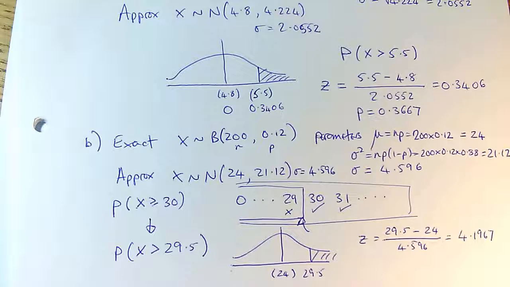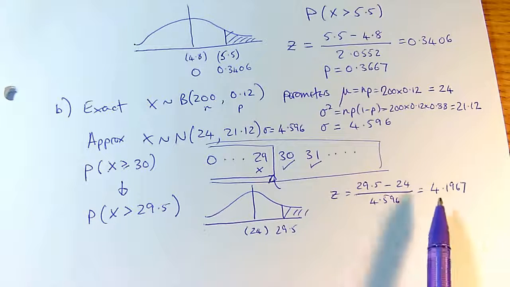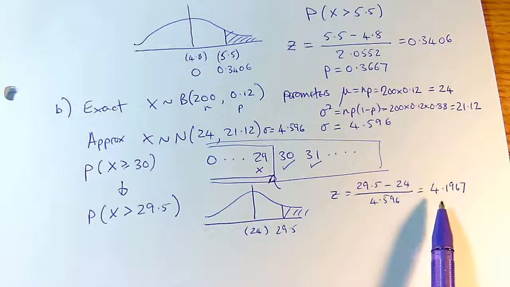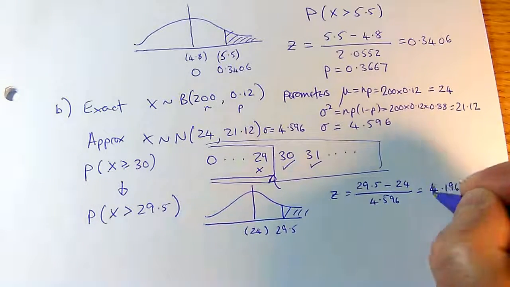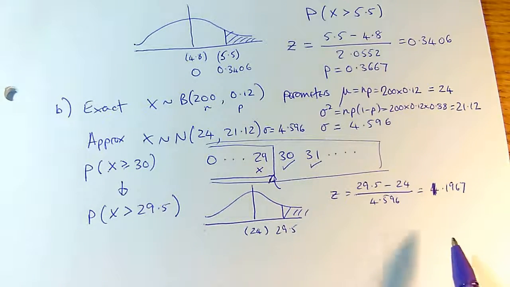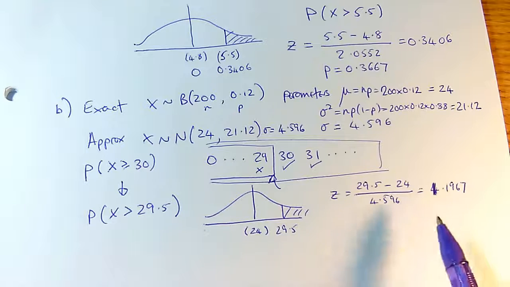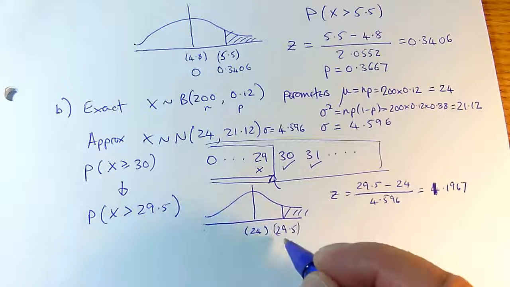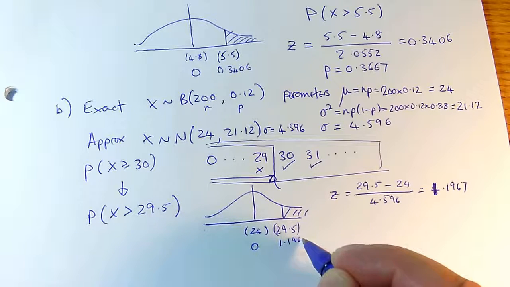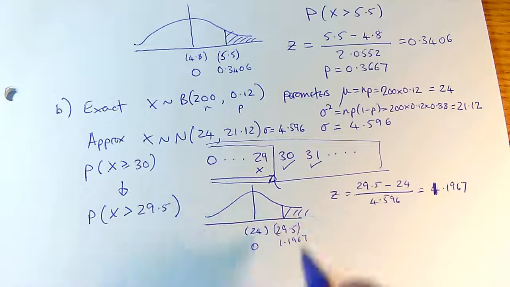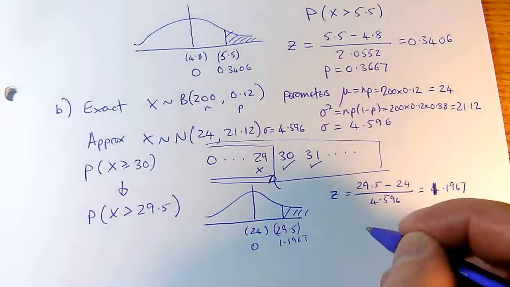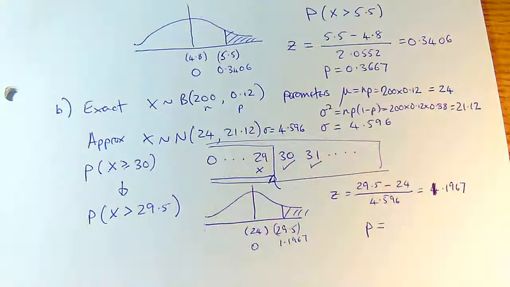I'm going to be using that z as, that's garbage. I've misread my calculator. This is a 1. Otherwise it would have been much too big. Okay, so I'm going to be using that 1.1967, which looks right for this. This is a z of 0. This is 1.1967. That looks good. That's going to be my lower, and my upper is going to be 9999. And when I do that in the calculator, I get a p of 0.11571.